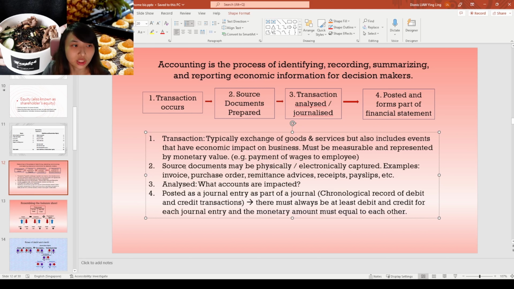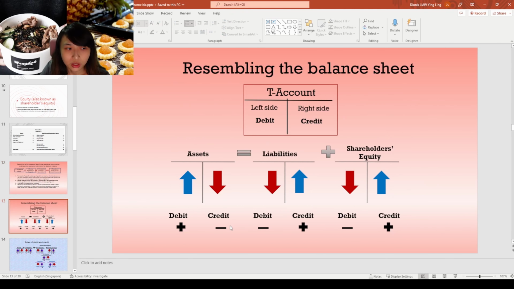Okay, so just now the example I gave for the equity, you put in 50k for your business, both sides must equal each other. Okay. So resembling the balance sheet, we have this simple thing to keep track of all the journal entries, which is called the T account.